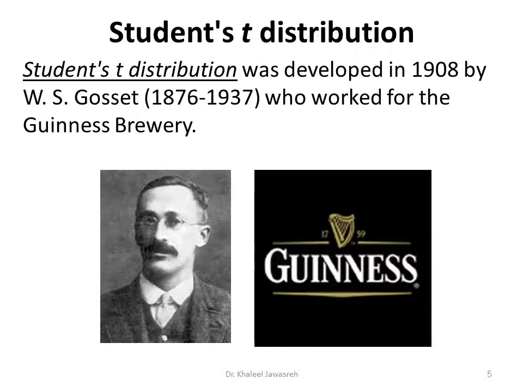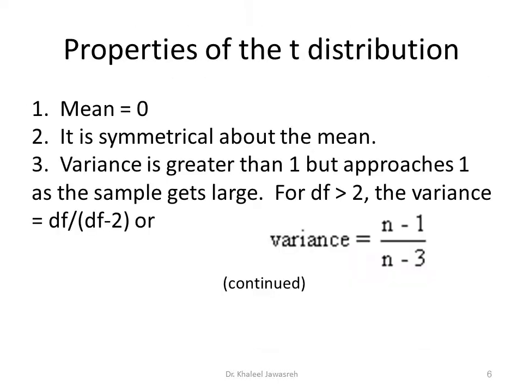Now, the student t-test, as you see from this picture, was developed in 1908 by him. After that, the T distribution became obvious after publishing his paper, and now we have some properties of the T distribution. The T distribution mean should be equal to 0. It's symmetrical about the mean. What do you mean by symmetrical?